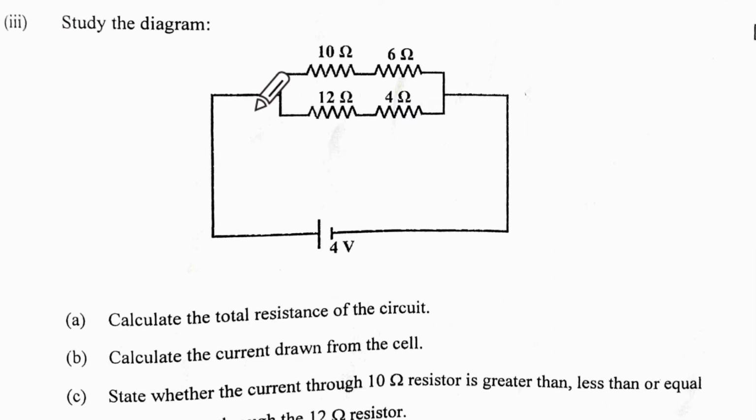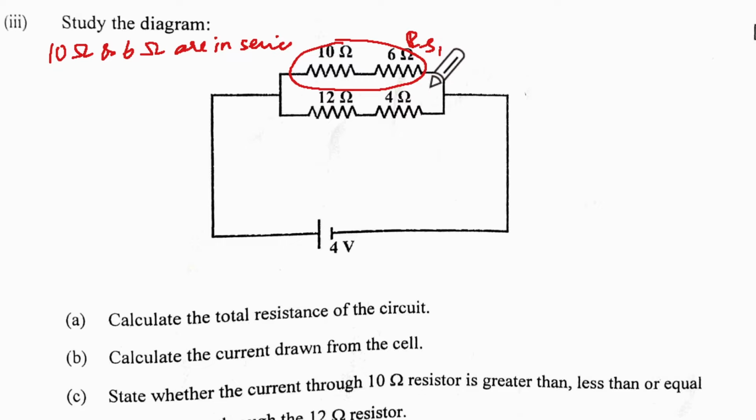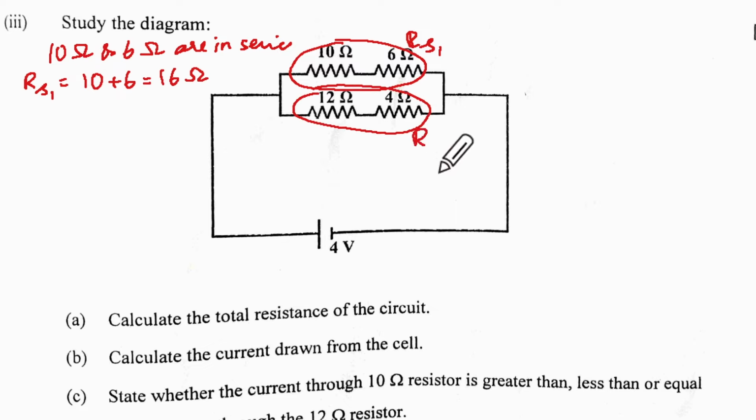The third subpart gives us a circuit diagram like so. Calculate the total resistance in the circuit. Now, can you see over here 10 ohm and 6 ohm, they are in series. So we will call this RS1. Draw the diagram so that it's clearer for the examiner. It will be equal to 10 plus 6, that is 16 ohm. And even if you do not write this statement, draw the diagram and show this and call this RS2, your examiner will never cut your marks.